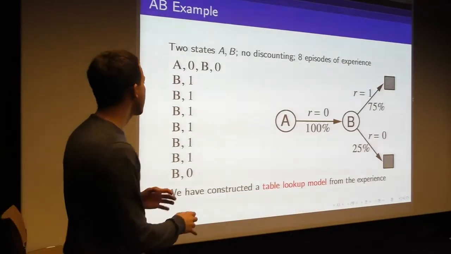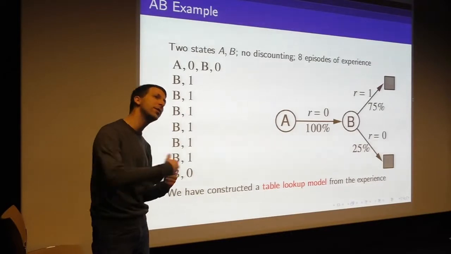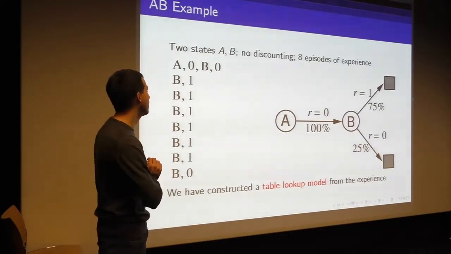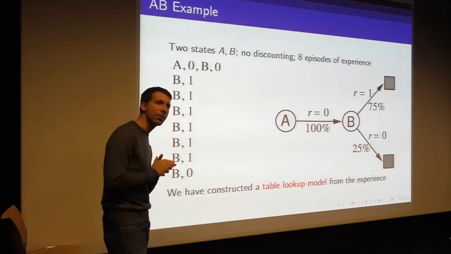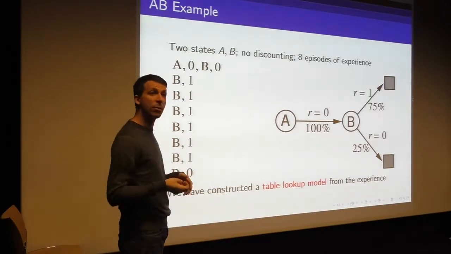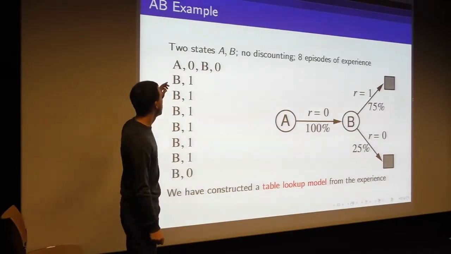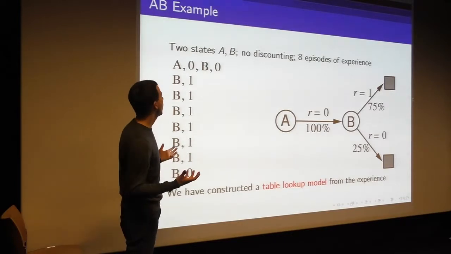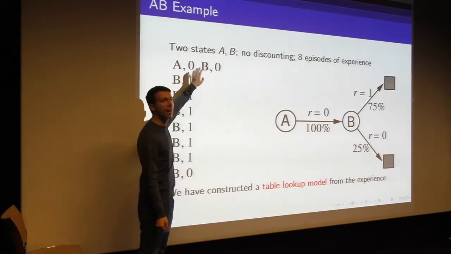Okay, let's make this concrete. We've had this example once before, but I'm going to take it one step further in this class now. We had this really simple A-B example when we were talking about understanding temporal difference learning. We're going to use it for a different purpose here, which is model learning. Just to remind you of this problem, we've basically got two states with no discounting, and we just see these episodes of experience from state A and state B.